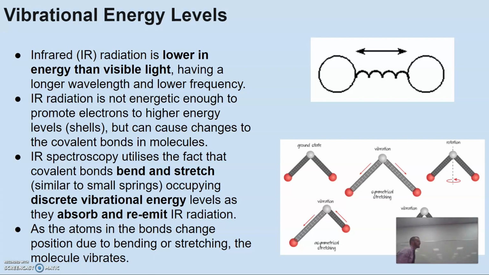Different vibrational energies. If we have a linear molecule, we're looking at back and forth. If we have a bent molecule like water, we can have symmetrical, we can have bending and stretching, we can have asymmetrical, we can have rotational. So essentially what's happening is that the bond absorbs some of the energy, does something, and re-emits it.